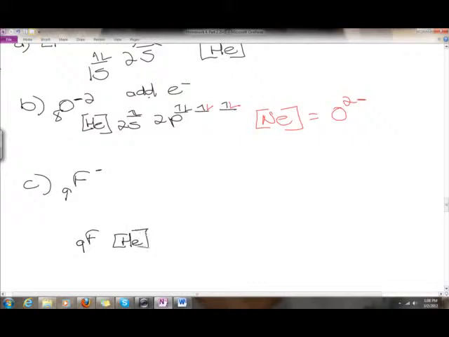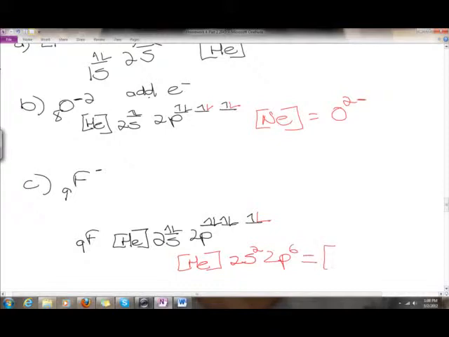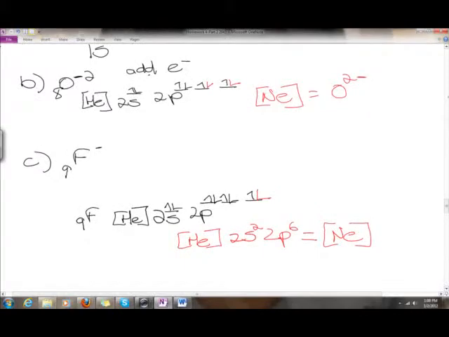Okay, and then we have 2s2, and then the p would be 2p, 1, 2, 3, 4, 5. Now, if we add an electron, it's going to be helium with the full octet: 2s2, 2p6. And that would be the electron configuration again of neon. So I said, all these are isoelectronic, and that's the purpose of this homework.